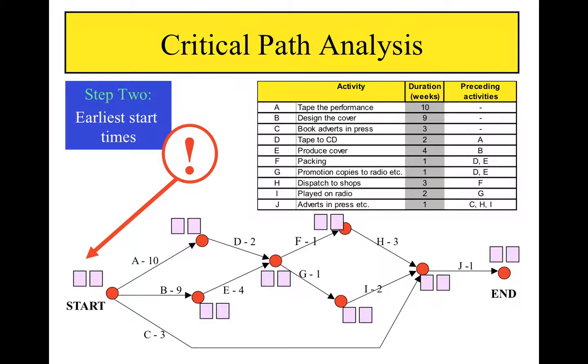Taking the start of the project as time 0, we can fill in the first earliest start time box at the start of the project. The earliest possible time for the end of A is obviously 0 plus 10. That is, the earliest time at which it could have started plus the time it takes. Similarly, 0 plus 9 for the end of B.